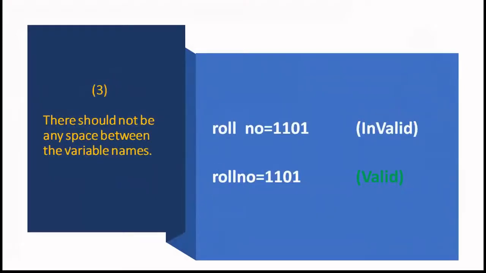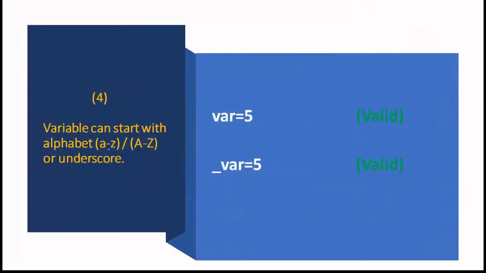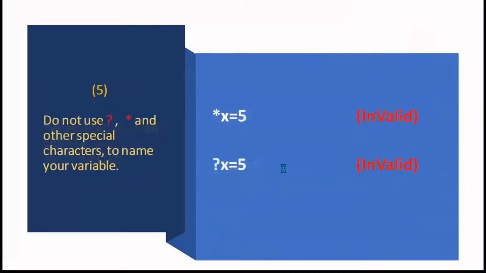The third rule is there should not be any space within the variable name. If we have a variable with more than one word, this is a wrong way because in between we have a space, so it is invalid. The other way is we can simply write roll number together, or we can separate it with an underscore. The next rule is a variable can start with an alphabet or with an underscore. Both cases are valid.